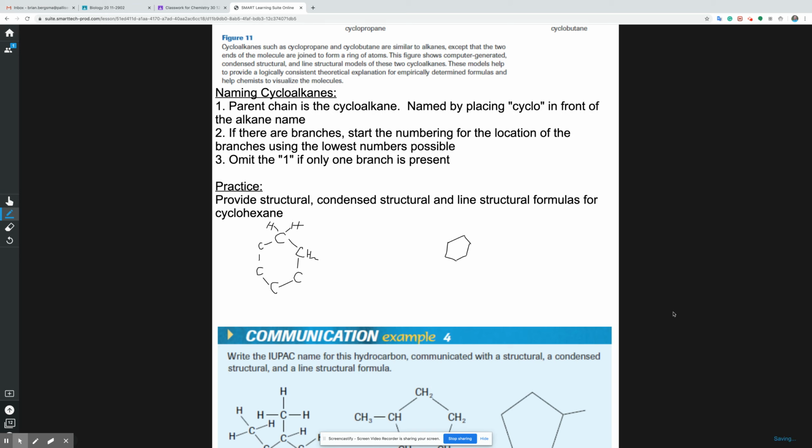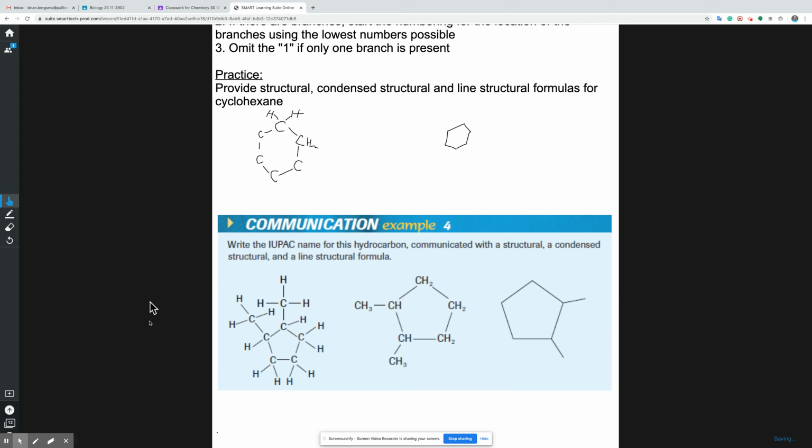Okay, if we're naming it, now looking here, for example, this one's out of your textbook. All 3 of these are showing the same thing. This is our structural diagram, this is our condensed structural, and this is our line structural. They all have the same name, it's the same thing. So you count how many carbons are in the parent chain: 1, 2, 3, 4, 5. So we have a pentagon, and our parent is going to be cyclopentane.